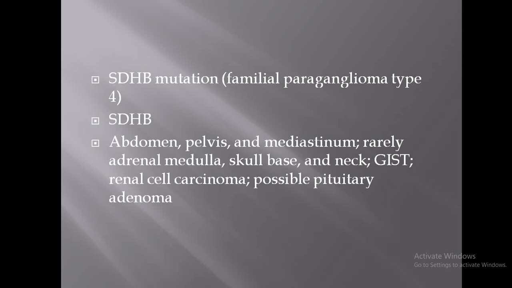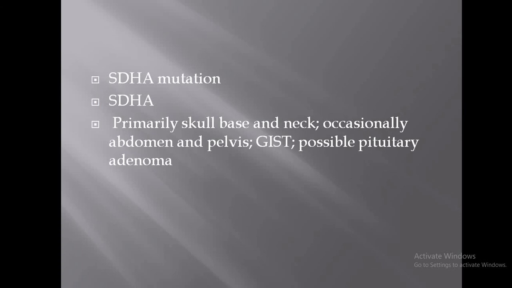Familial paraganglioma type 4, or the SDHB. This is different from the 3 mutations, or the 3 syndromes, that we have seen before. Type 4 more involves SDHB. As you see, the abdomen, pelvis and mediastinum are mainly involved. Adrenal medulla, skull base and neck could be involved very rarely. So it's mainly the abdomen, pelvis and mediastinum, and it has an important malignant potential. The SDHA mutation, as in SDHC and D, is mainly around the primary skull base and neck.